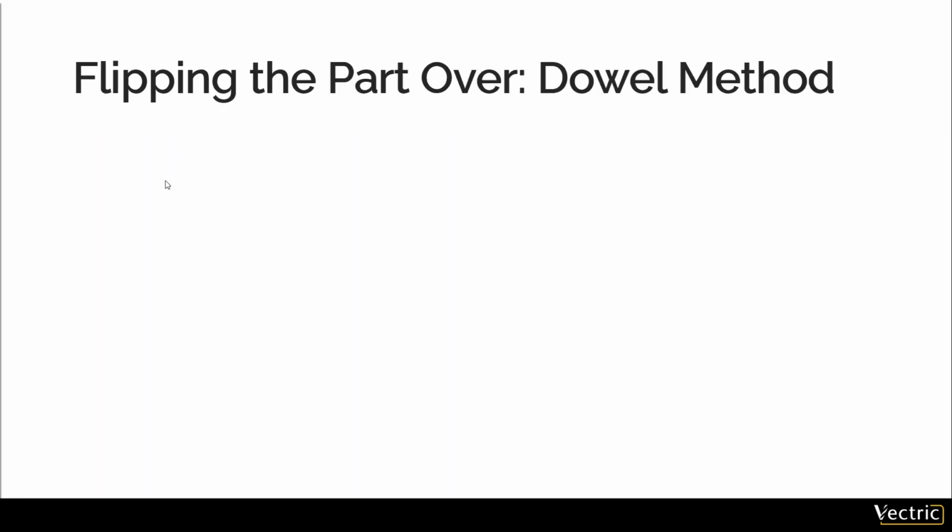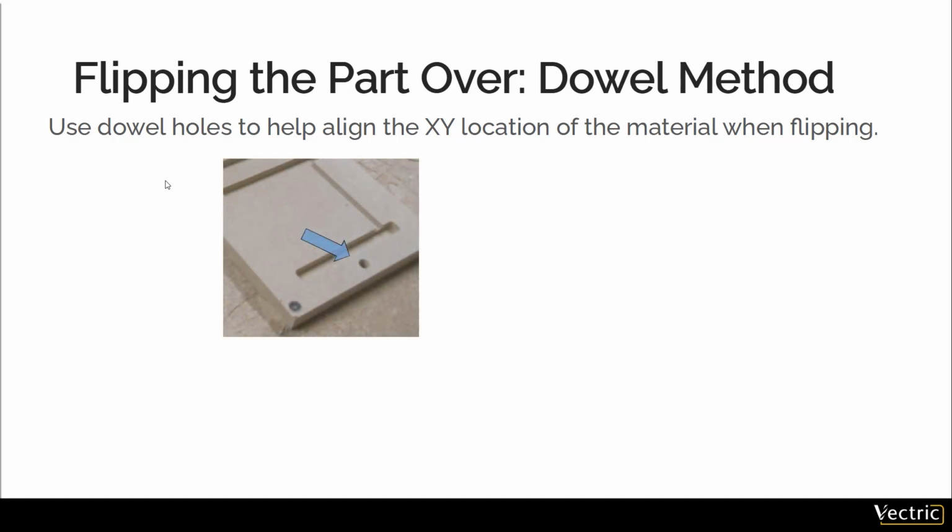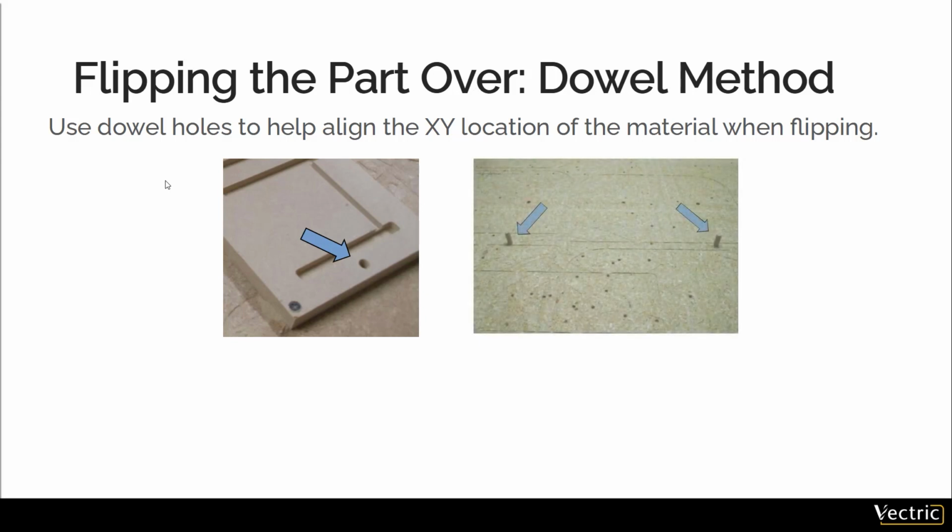How do we physically align the XY location of the material when we flip the part over? The method we are going to talk about uses dowel holes to help us align the XY location when you turn the part over. Here you can see a picture of the top side of our part, and there is a hole that we have cut in for the dowel. Now here is the spoil board, and you can see that we have machined two dowel holes in there. Inserted the dowels, and now when we flip the part over, it should locate correctly on those two locations.